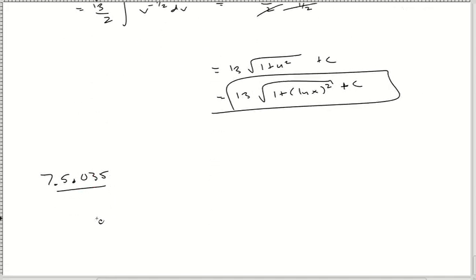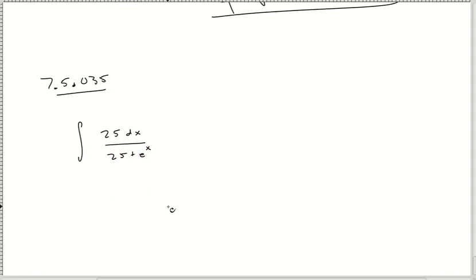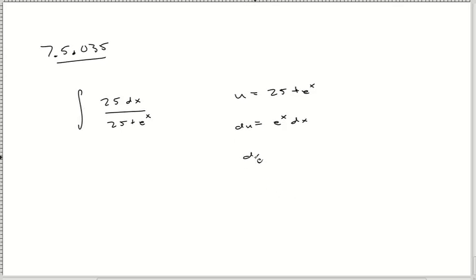75035. I've got the integral of 25 dx divided by 25 plus e to the x. Seems simple enough. Not really. I'm going to do the whole denominator as my u substitution. So du is equal to, well, just e to the x dx. And that seems kind of basic, and that's going to be okay.